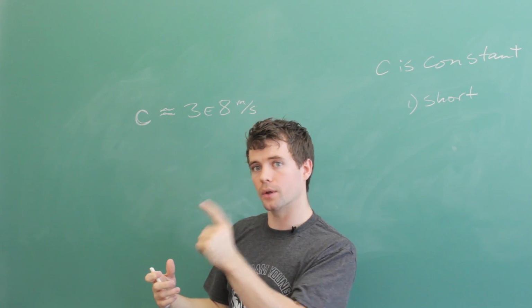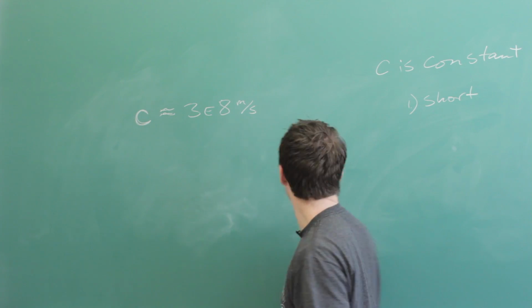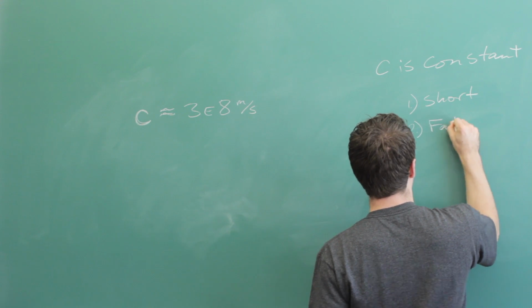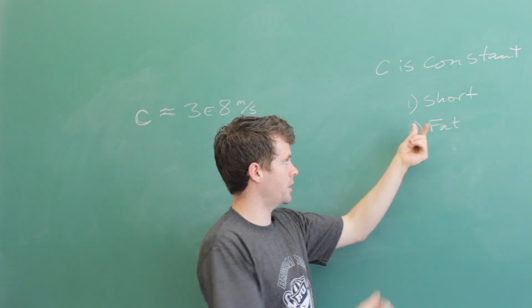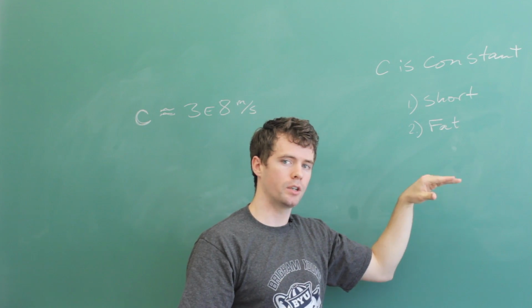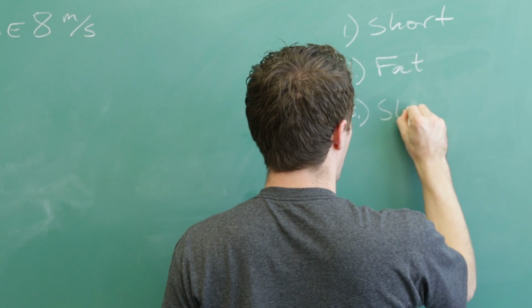If I had a ruler and I threw it at three-quarters the speed of light, it would measure shorter than what the original ruler was. Second thing, it's going to get fat. When I say fat, I mean its mass is going to increase. Now we just talked about getting shorter. It doesn't mean it's going to get fat as in it's going to grow. I mean its mass is going to increase. And the last thing, it's going to go slow.